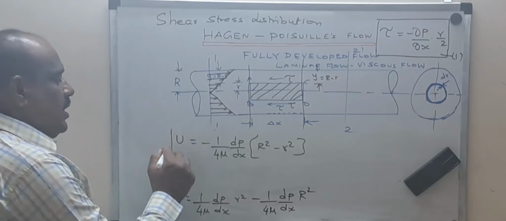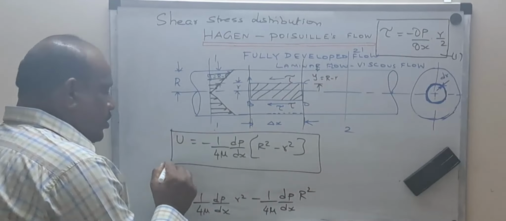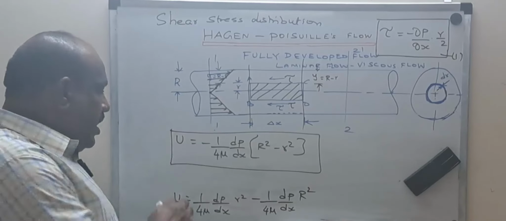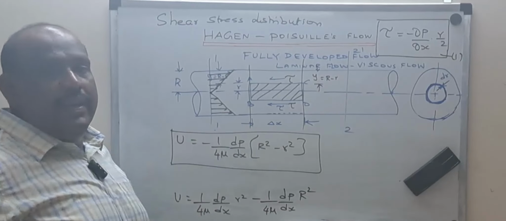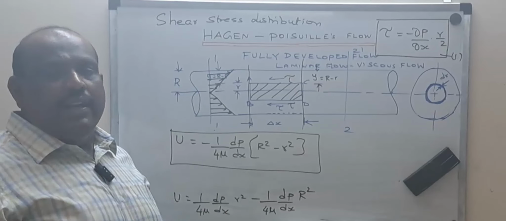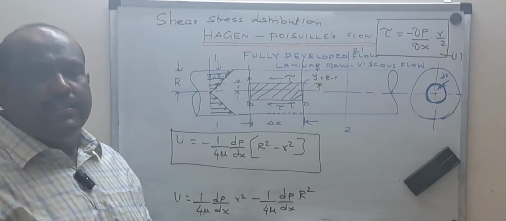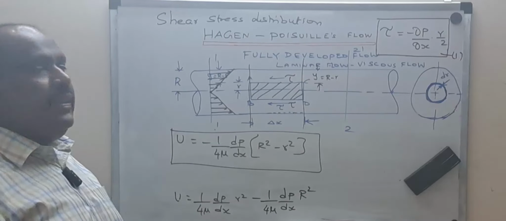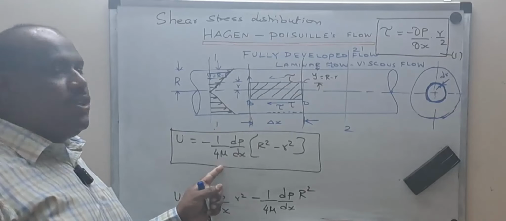This is the expression we arrived at for the velocity profile. The velocity profile definitely depends upon the pressure gradient along the x-direction. That is the only force which drives the flow. Along with that, it is constrained by the viscosity.